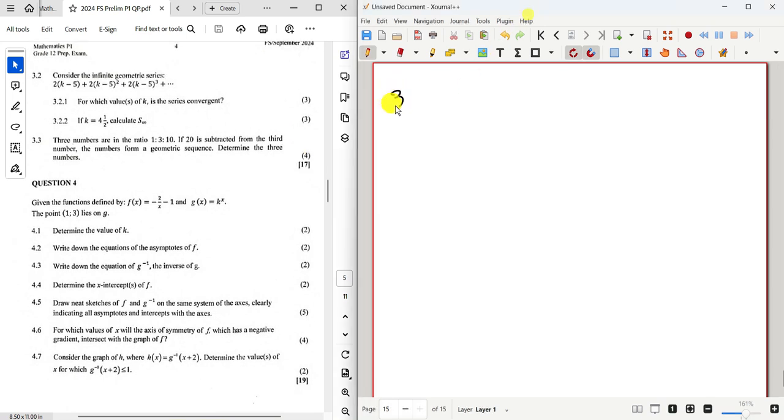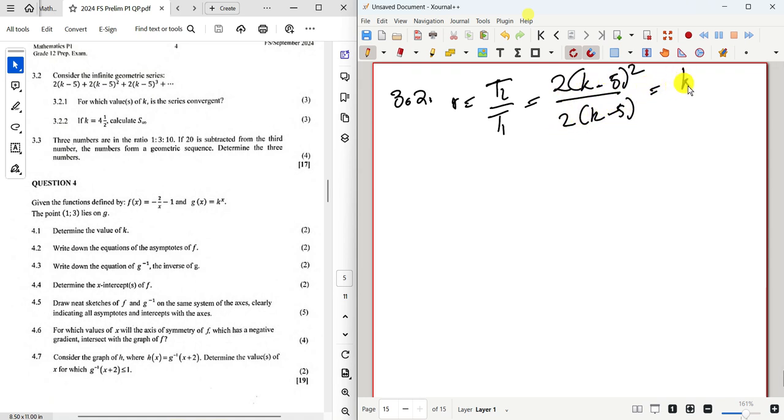3.2 says you have this. For which values of k is this convergent? So we know r is equal to t2 over t1. And this is 2 open bracket k minus 5 close bracket squared, all over 2 open bracket k minus 5 close bracket. And this means you have k minus 5. All right, this is your r.